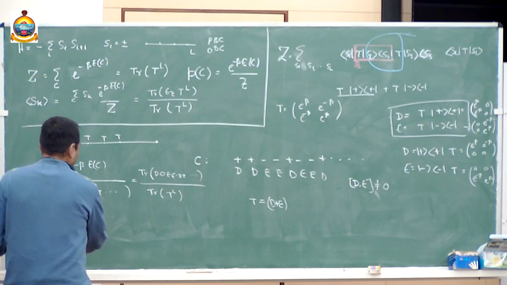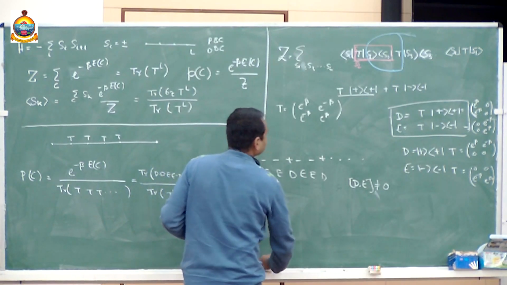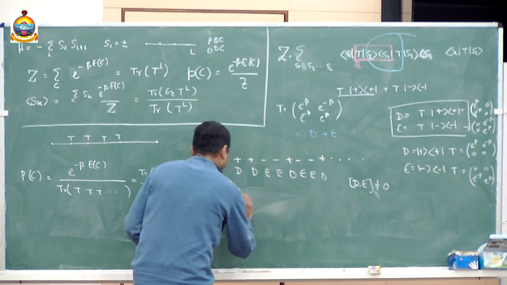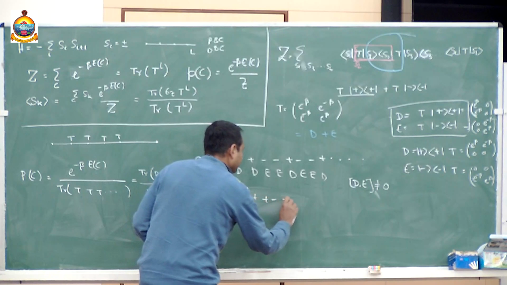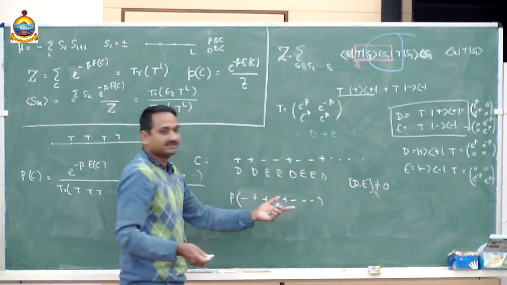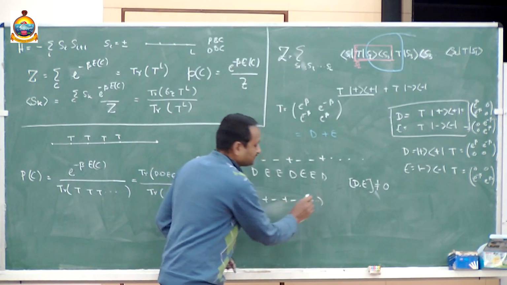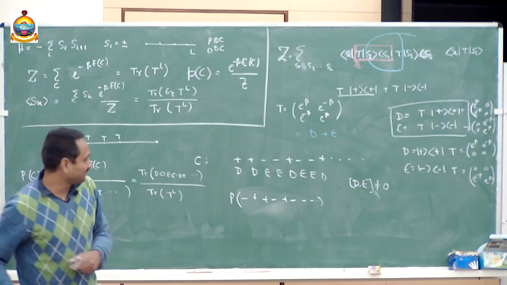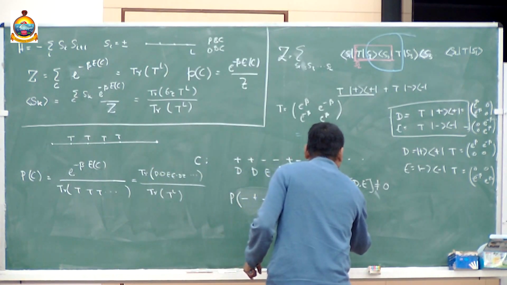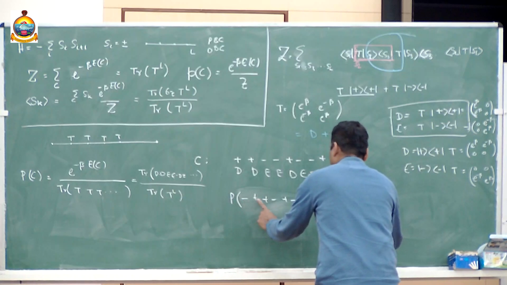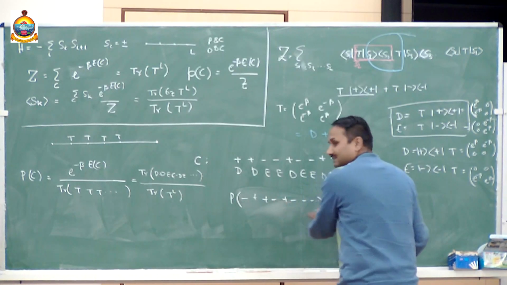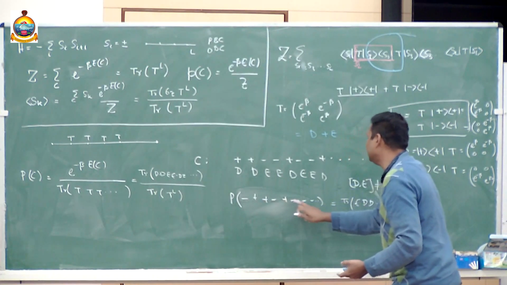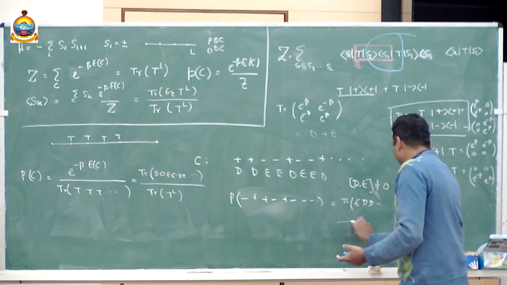I'm just saying that once you know this, you know how to represent a configuration. So if I say the probability, let us write P equals D plus E. Now the probability of a configuration, let us say minus plus, plus minus, minus plus, plus, whatever I write. What is the probability of this configuration in the stationary state? It's easy to write now, technically. What you do is just the trace of D, D, D, and then E, D, D, E, D, E, E, E, divided by the trace of T to the power L.